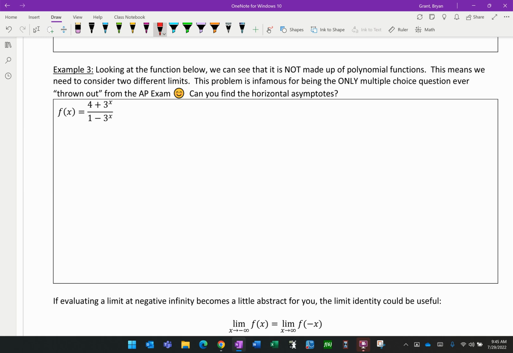Negatively famous, infamous, yeah, for being the only multiple choice question, to my knowledge, that's ever been thrown out from the AP exam. The AP College Board creators for the test put it in there and said, oh, this is a good one to find horizontal asymptotes on. But overall, nationally, the students did so poorly on it, they've never done as bad on any other question, that they said, oops, we need to throw this out.